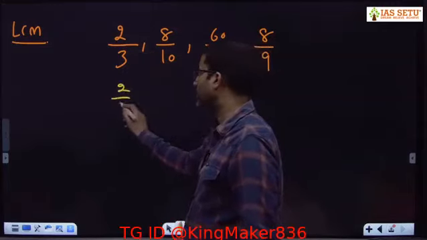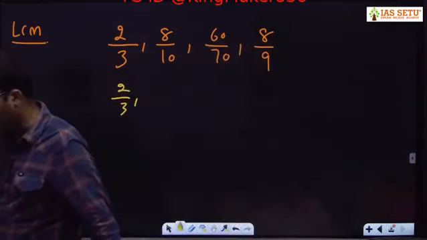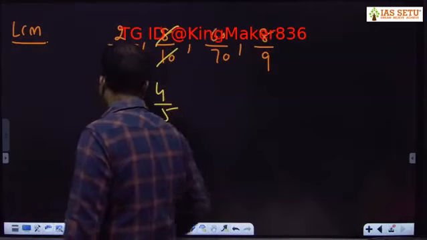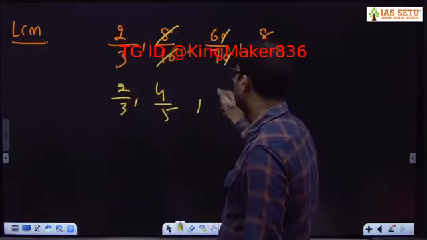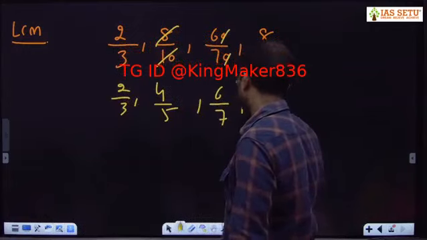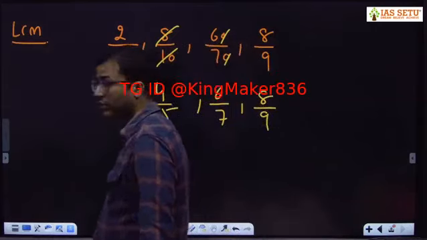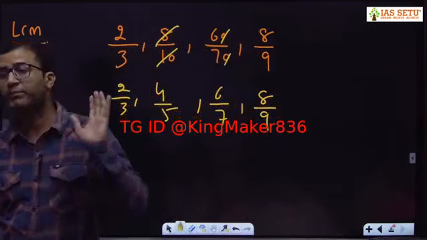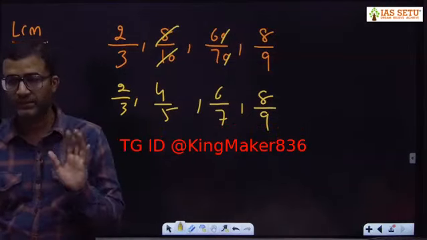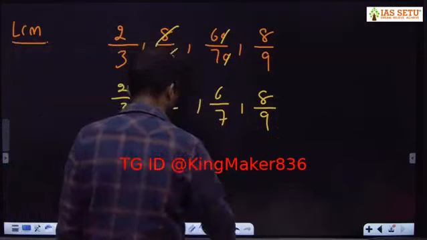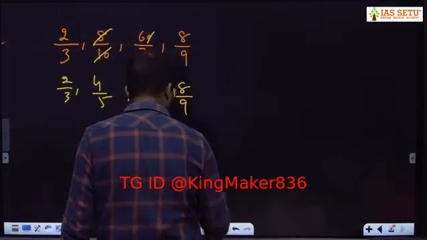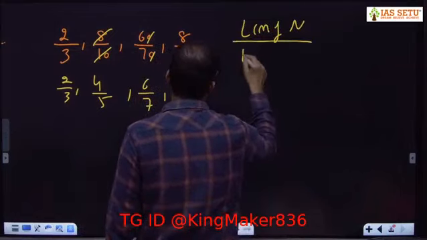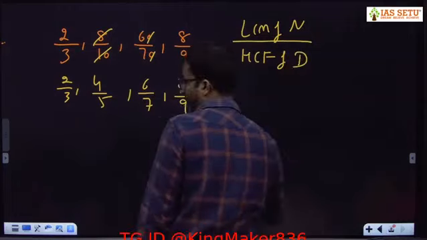You have to simplify these fractions. Here this is 2 by 3. Here it is 4 by 5. This is 6 by 7, 8 by 9. Okay, so don't forget this step. If we have to find the LCM of fractions, you have to simplify the fractions. That is the first step. Then I tell you the shortcut for LCM of fractions. After simplifying the fractions, LCM of numerators divided by HCF of denominators.